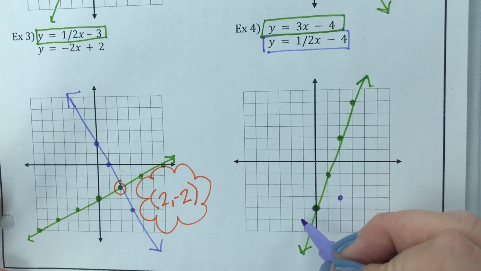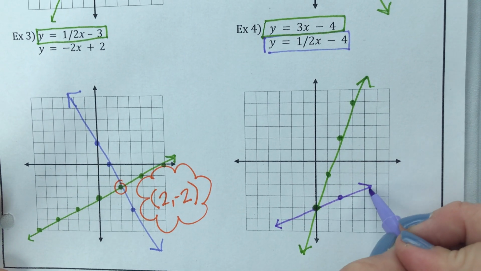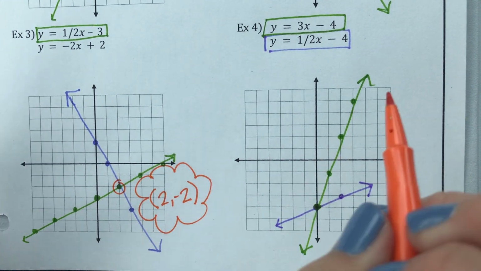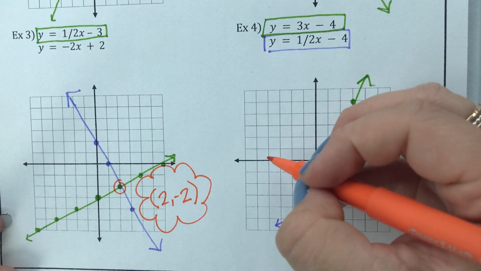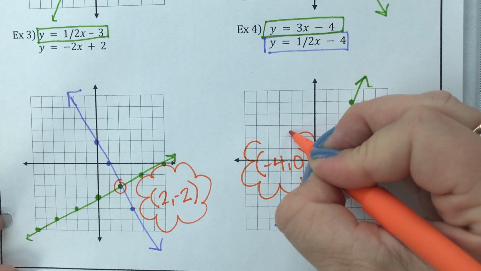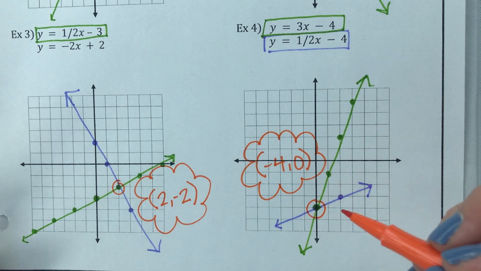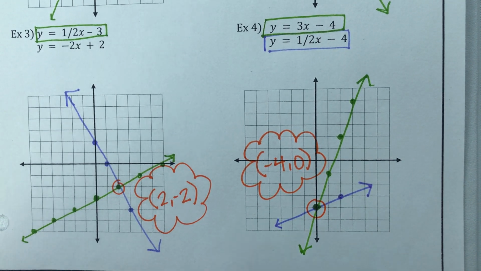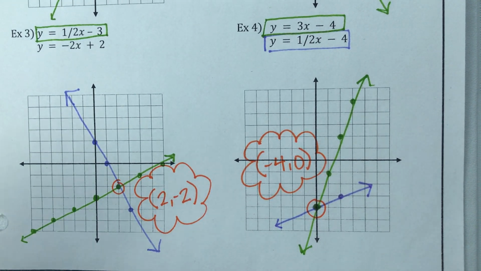Rise 1, run 2. Look what already happened. They have the exact same y-intercept, right? So negative 4, 0 would be our solution, because that's the one point that fits the equation of both those lines.